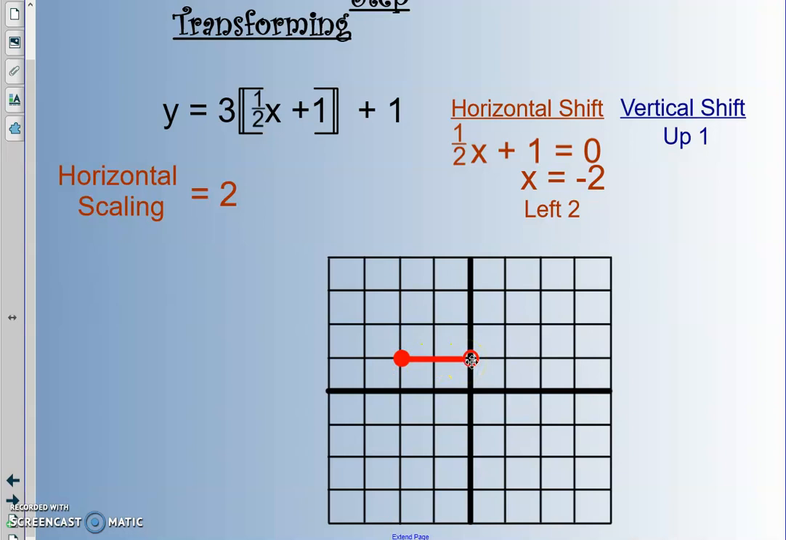Now, typically, I'd go up 1 and I'd start my new step. But we do have some vertical scaling here. The vertical scaling is 3. So where this step ended, I'm going to go up 3 and start my new step with a run of 2. And you could keep going, although we run out of space, so let's extrapolate backwards and go down 3, run of 2. That is how you transform step functions.